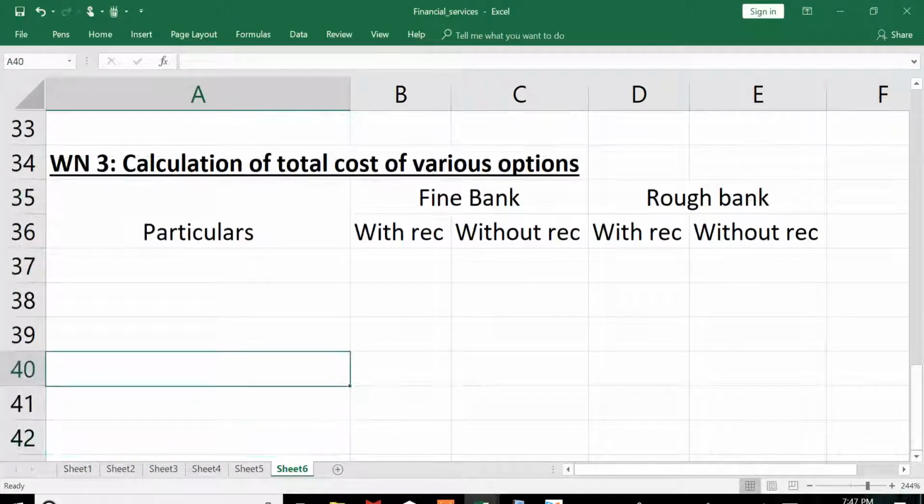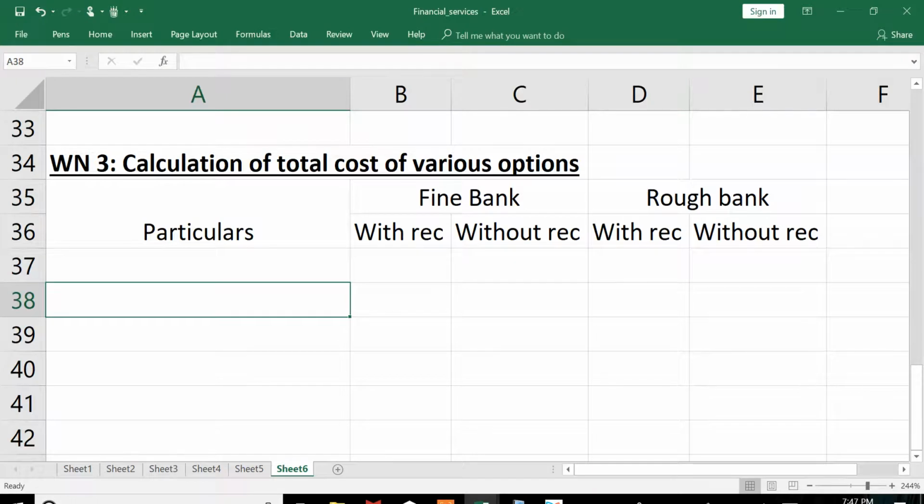Total cost of various options. Now, there are only three costs. In that, the primary major one I have already calculated. First is your financing cost, second is bad debt cost, and third is your commission cost. Beyond this, nothing is going to come in.